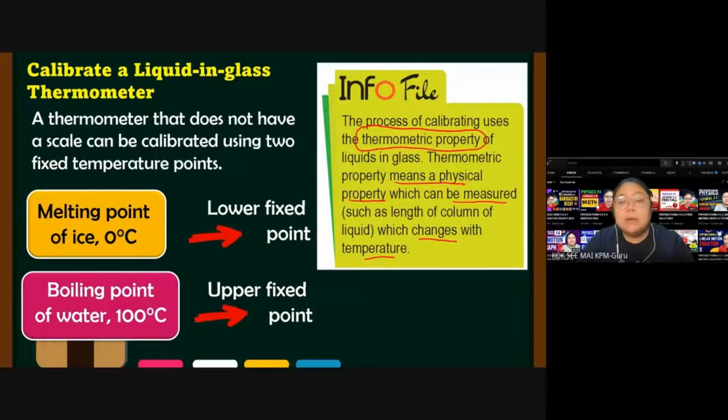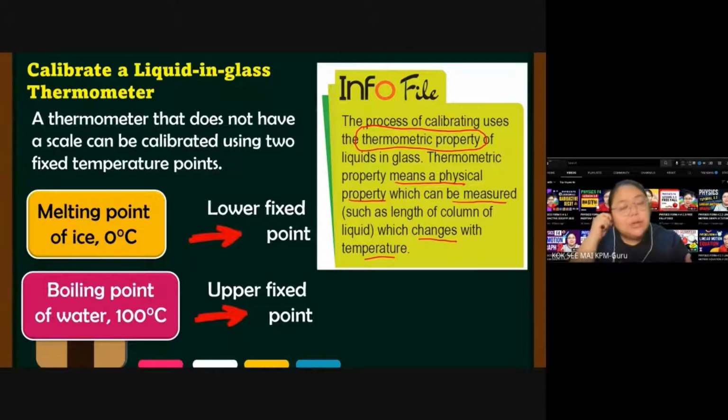Because sometimes the machine never uses mercury or alcohol. Maybe it uses voltage, the voltage to find out the temperature of the machine. So when the thermometer shows the reading, there is a voltage to show it. If they ask you what is the thermometric property for this machine, your answer is voltage.